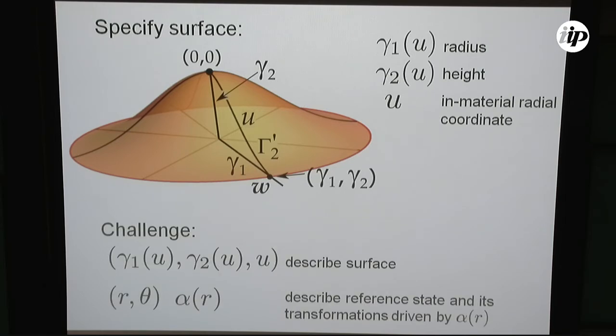So the challenge is I want to describe the surface, which is given in terms of some either parametric representation or just these functions of each other. And I know that the reference state is actually defined by the position radius in the reference state and the angle of the director in the reference state. So I have to get from one to the other. I have to know what is the connection between radial positions in the reference state, or the basis state, and this length in material in the current state. So let me solve for that.